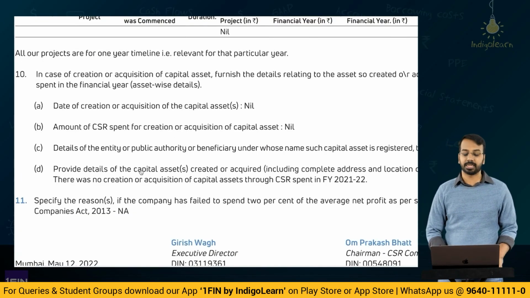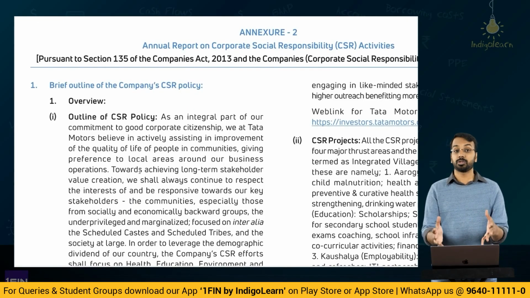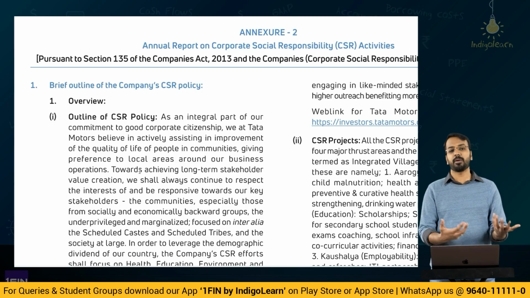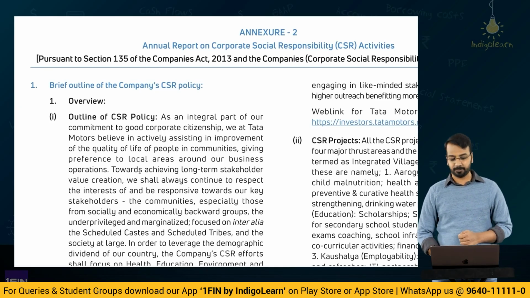And then other details as required by the Companies Act have been given. So this is the disclosure given in the annual report, and a lot of companies, as I told you, even though they do not have the obligation, will spend amounts related to CSR or corporate social responsibility. Now, apart from the report format that we have discussed, which is given in Annexure 2 of the CSR rules, there are some specific things we need to keep in mind.